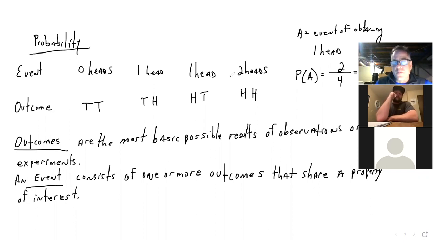If I said, what is the probability of obtaining 2 heads? It would be 0.25. There is only 1 way I can get 2 heads. That is right here. But there are, again, 4 possible outcomes there. All right. Any questions so far?